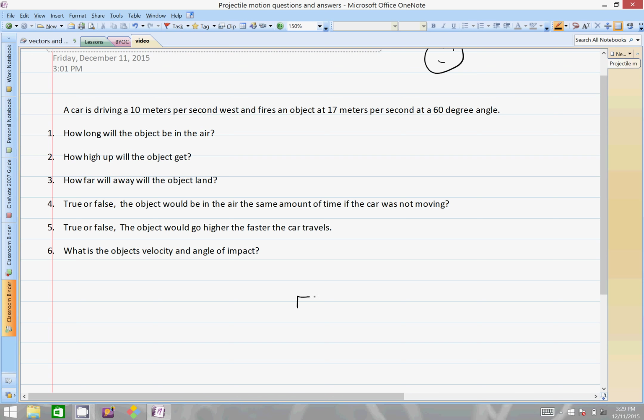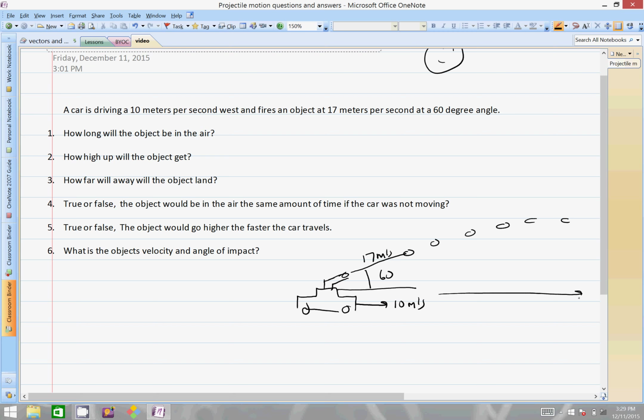We have ourselves a car. Let's say it's traveling to the right at 10 meters per second, and it launches, I don't know, maybe it's got some sort of little cannon on the front here. It launches at 60 degrees to the horizon at 17 meters per second some object, and that object will then take a projectile motion. The question is then how far down the line will it go, how high would it be, so on and so forth.